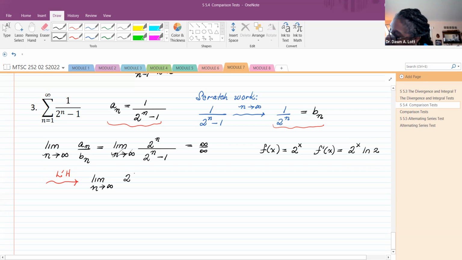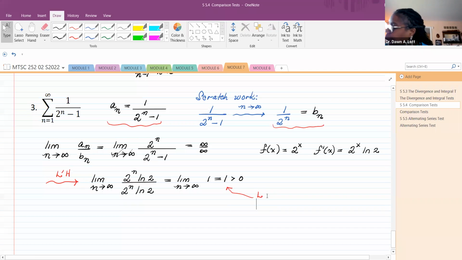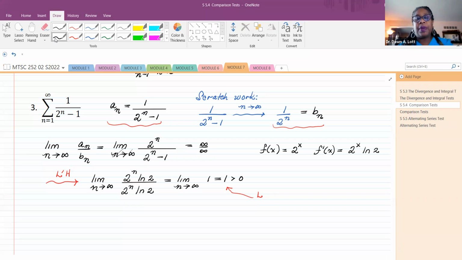Okay, so this becomes 2^n ln 2. And then the derivative of the denominator also becomes 2^n ln 2. So that's just the limit as n approaches infinity of 1, which is equal to 1, which is greater than 0. So this right here is my L. Remember, for the limit comparison test and the direct comparison test, I need a number L. I got it. I'm happy with it. It works. So now these series both converge or both diverge.